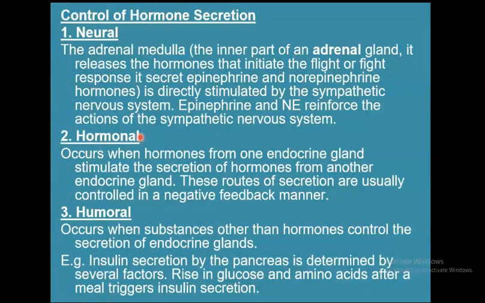While the second stimulus is hormonal. So some hormones, as we will see also, stimulate the secretion of other hormones. And lastly, humoral. Humoral means substances. The best example is that high blood glucose stimulates the secretion of insulin. So a high level of glucose in our blood stimulates the secretion of insulin. So what stimulates the secretion of hormones are neural, hormonal, or humoral.